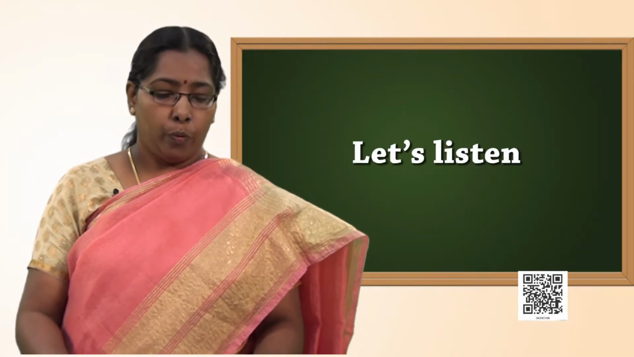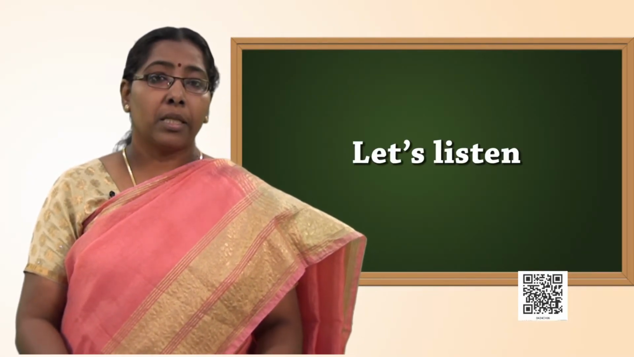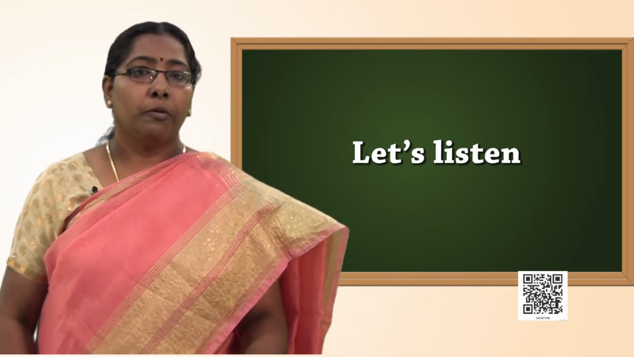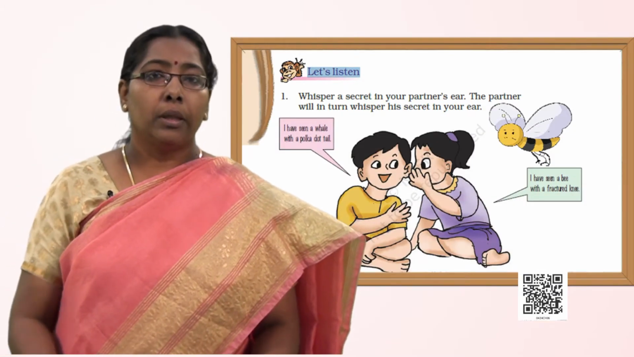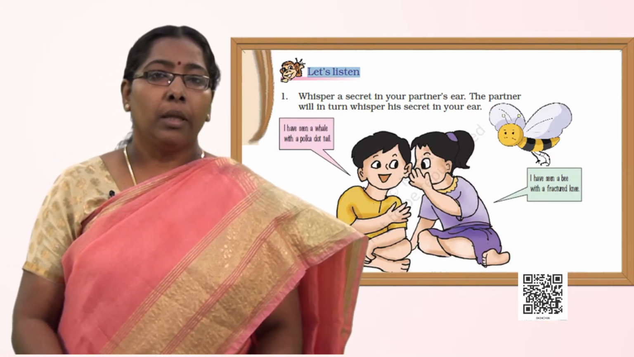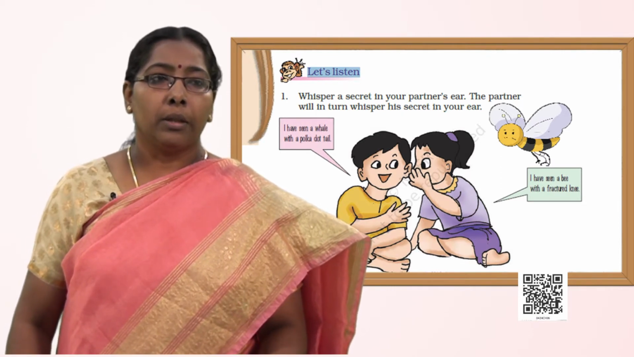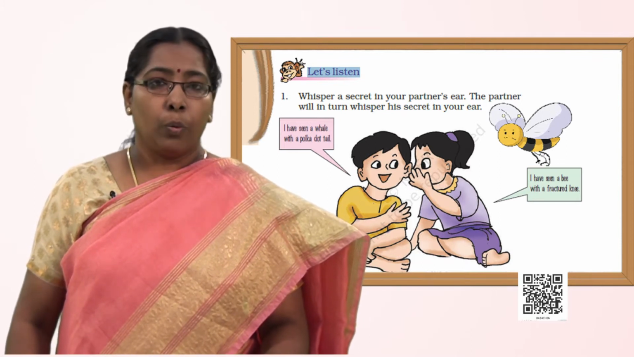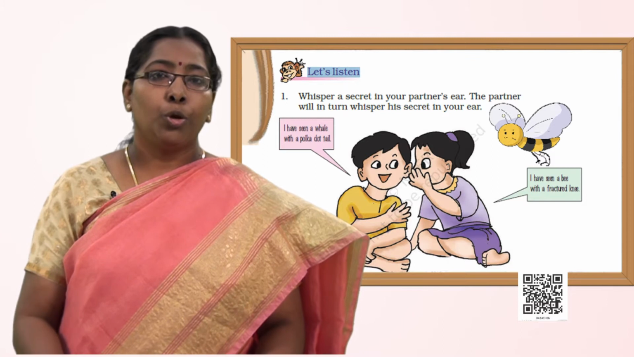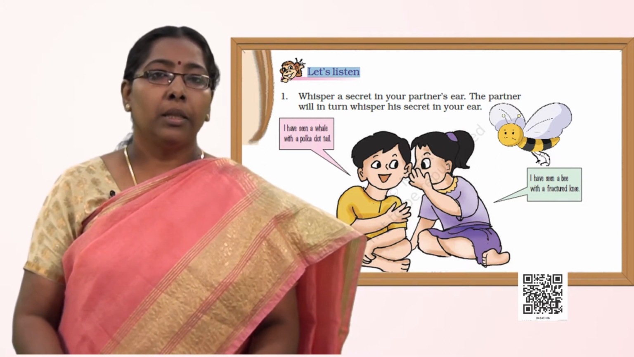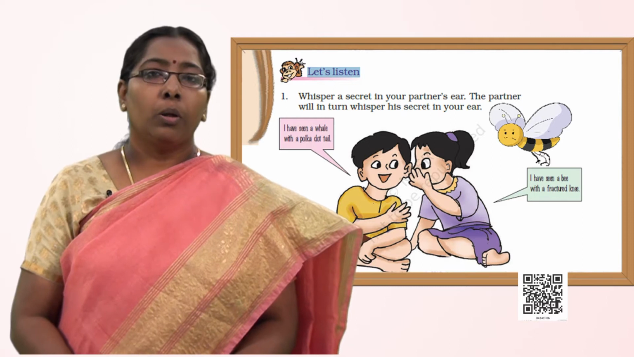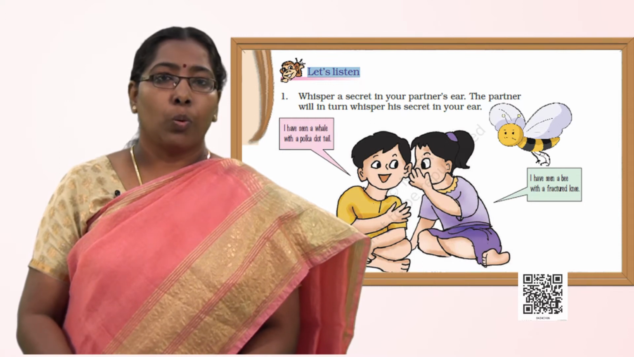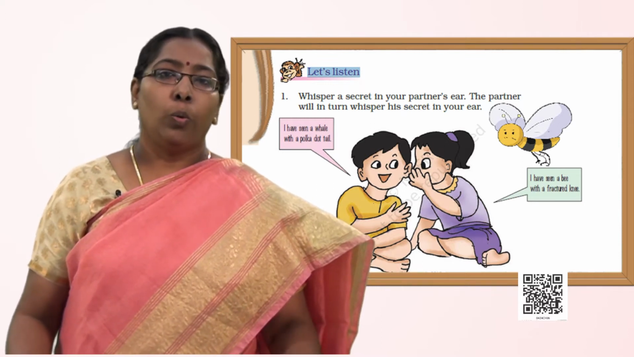Yes. Now, we will move on to the next activity. Let us listen. In page 110, you have a picture where you can see a boy and a girl sitting. You can see the girl whispering something in his ears, isn't it? You see the picture there? And now you have to whisper a secret to your partner, and he in turn will whisper a secret in your ear, and then you have to say it aloud. This is one of the activities which you can do on your own.